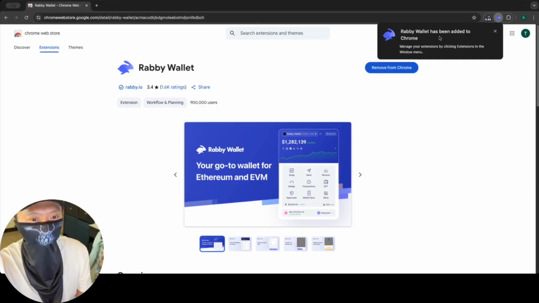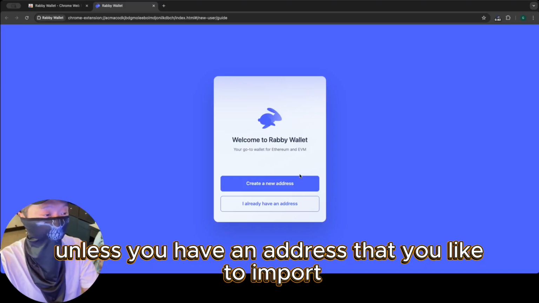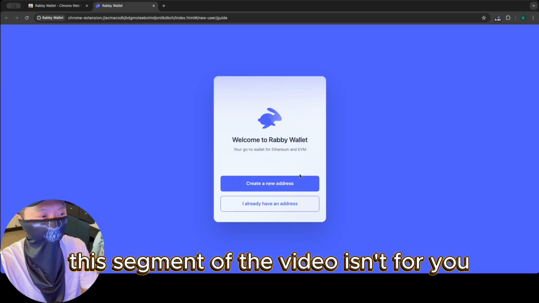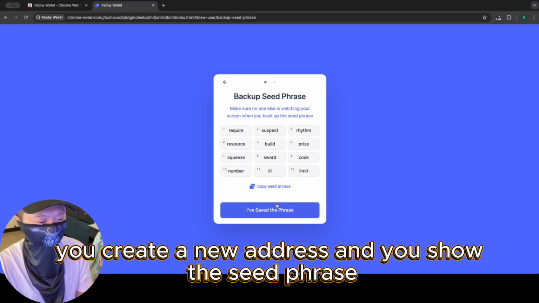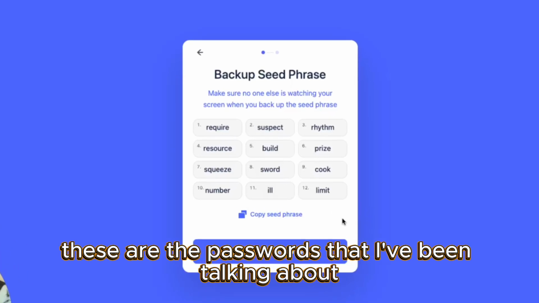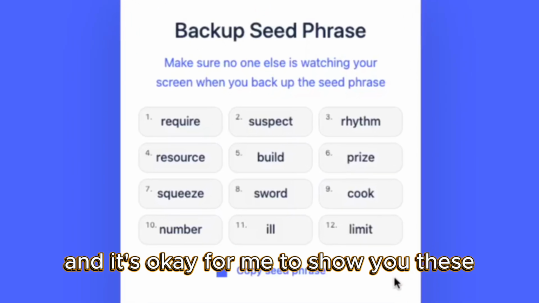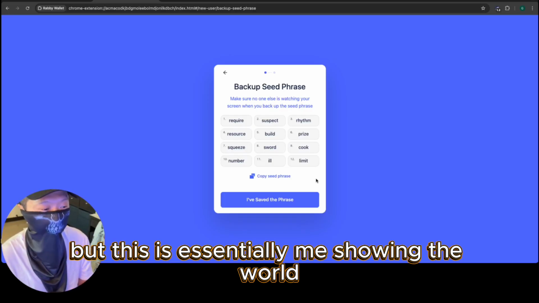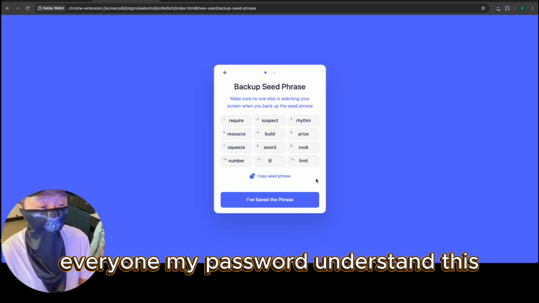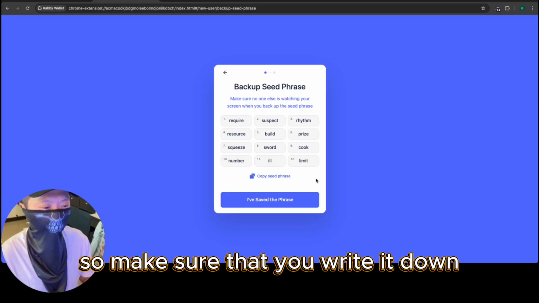When you get to this interface, unless you have an address that you'd like to import, then it's a different story. This segment of the video isn't for you. You create a new address and you show the seed phrase. These are the passwords that I've been talking about, and it's okay for me to show you these phrases right here because I'm not actually going to use this wallet, but this is essentially me showing the world, everyone, my password. Understand this. This is what's happening on screen. So make sure that you write it down.